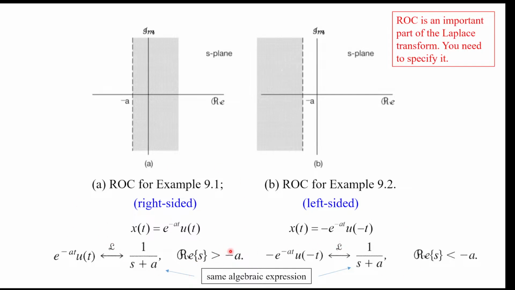Okay. Once again, if you omit the ROC, then the algebraic part doesn't give you a unique time domain function. So if you want your Laplace transform to correspond to a unique time domain function, you need to specify the ROC. Okay, any questions so far? This is the most important thing about this chapter and the next chapter. That is, for your Laplace transform, you need to write down this region of convergence, the ROC.